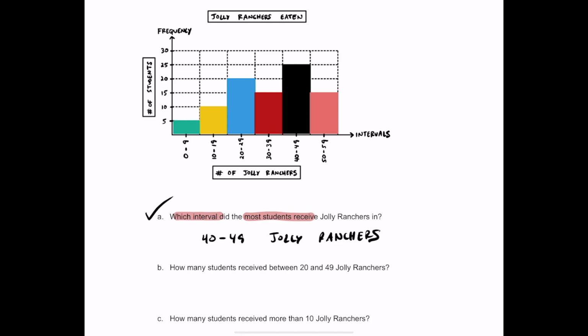Okay, that's done. How many students received between 20 and 49? So 20 and 49. There's 20 students who got these, 15 students who got these, and 25 students who got these. So 20, 15, and 25. Let's write that. 20 plus 15 plus 25. That's 60, right? 60 students.